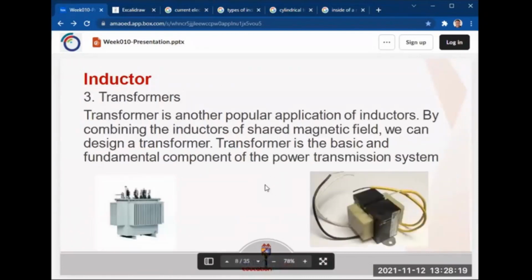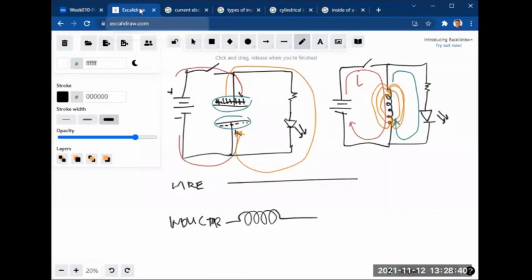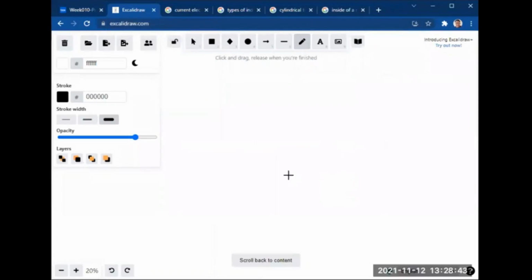Let's proceed. Number three, transformers, as I've explained earlier. So transformer is another popular application of inductors. By combining the inductors with a shared magnetic field, we can design a transformer. Transformer is the basic and fundamental component of the power transmission system. Okay. Let's try to discuss more on this transformer, okay, because you might be wondering why. This is how a transformer looks like.